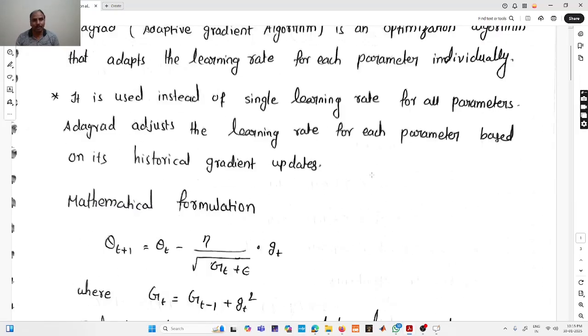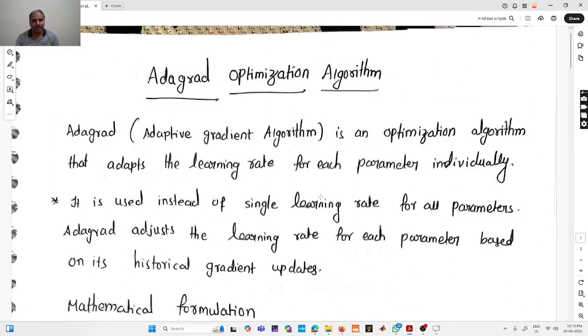As for application, when data is sparse, the Adagrad optimization algorithm will perform well.